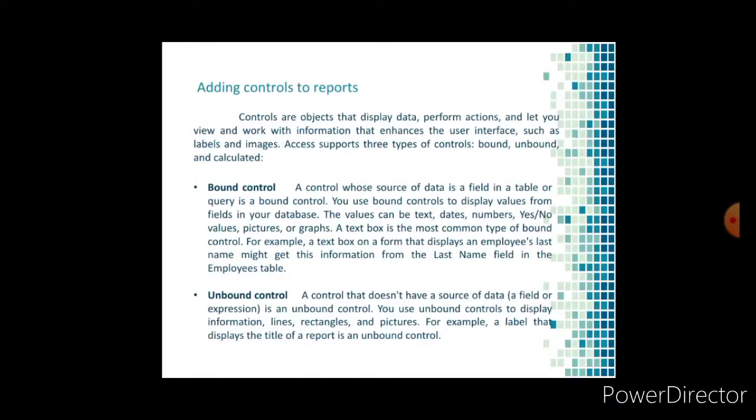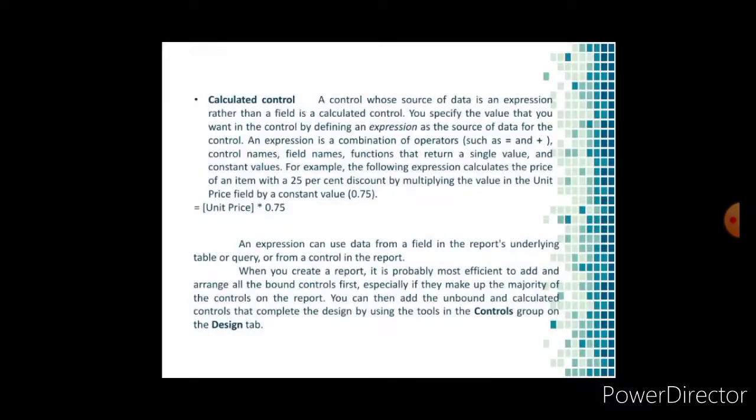First of all, bound control. In a bound control, the source of data is a field in a table or query. An unbound control is a control that does not have a source of data, that means no field or expression. Calculated control: in a calculated control, the source of data is an expression rather than a field.